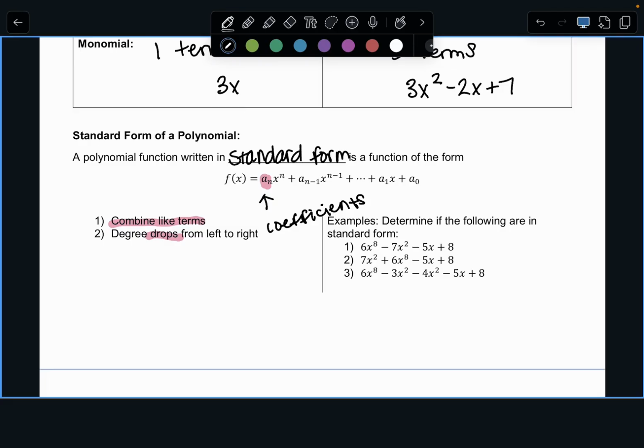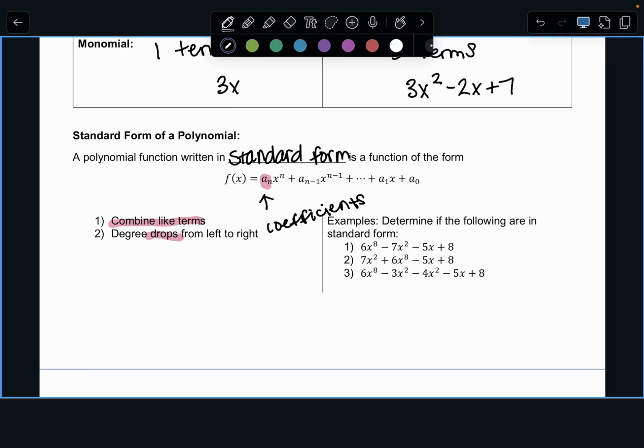So what's up, Ava? What does the lower thing mean? This is a subscript. All this means is it's your first coefficient. It says a sub n because it goes with the exponent that has n. Don't worry too much about this. You will never see this form again unless you take a higher level math class. All you need to know is that your degree drops from left to right and it's simplified. So let's figure that out for these three examples.